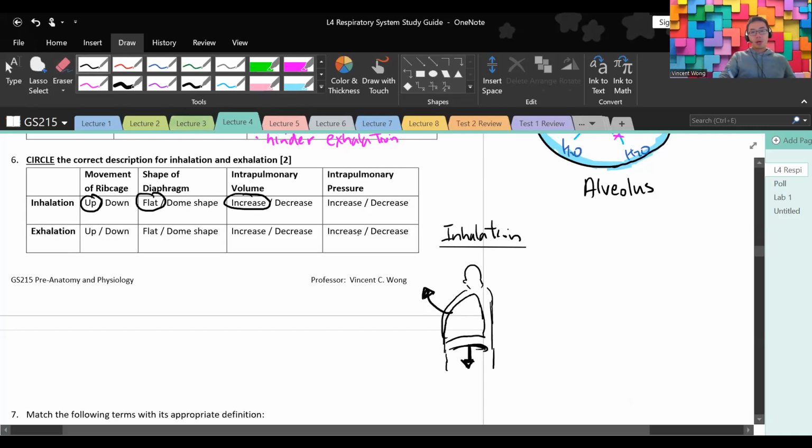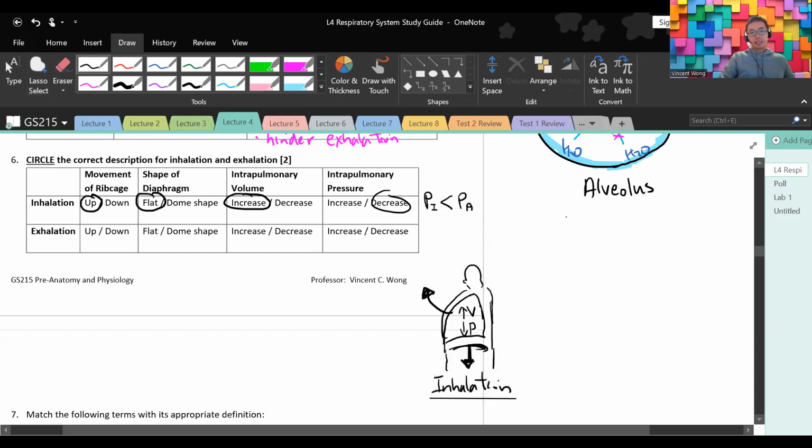Now, Boyle's law states that if you increase the volume, pressure must drop. So intrapulmonary pressure decreases. And when the pressure in the lungs is less than the atmospheric pressure, air rushes in, then you inhale. Okay, then you breathe in.